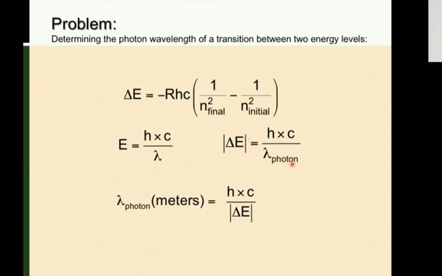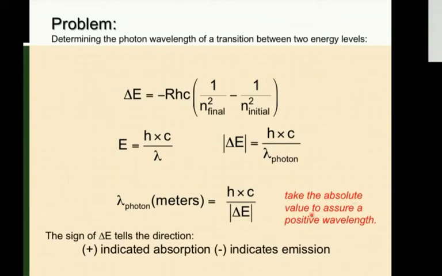or we can just multiply through by lambda and divide through by absolute change in energy, and we can get the wavelength of the photon in meters is equal to H times C over this delta E. So this takes an absolute value to assure a positive wavelength. The sign of delta E tells the direction, so it's either going to be positive, indicating absorption, or negative, indicating emission. So it's not this delta E, it's the delta E that we calculate here, which can be positive or negative. This always should be positive so that our wavelength is also positive. Otherwise, we would get a negative wavelength, which doesn't really make any sense.